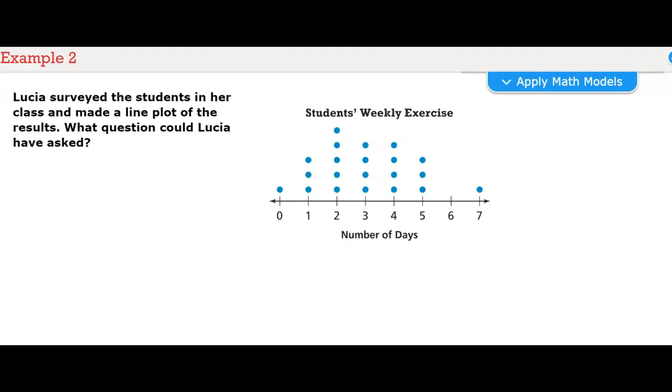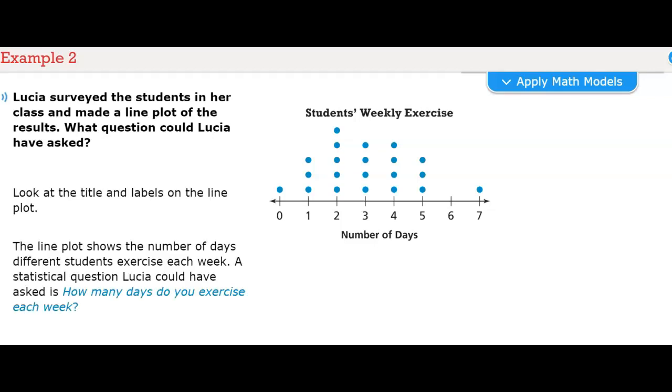Lucia surveyed the students in her class and made a line plot of the results. What question could Lucia have asked? Look at the title, and we see a student's weekly exercise. The line plot has the number of days, so these all represent that. And then those dots are representing the answers to what her possible question is. So the question is, what is that question?